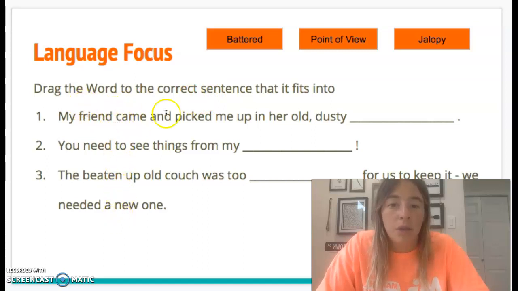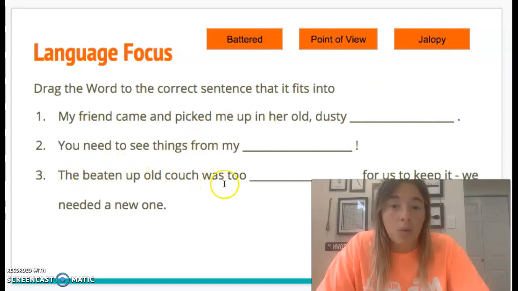sentence. My friend came and picked me up in her old, dusty blank. Which of these three words fits into that sentence? You need to see things from my blank. Which of these three words fits into that sentence?